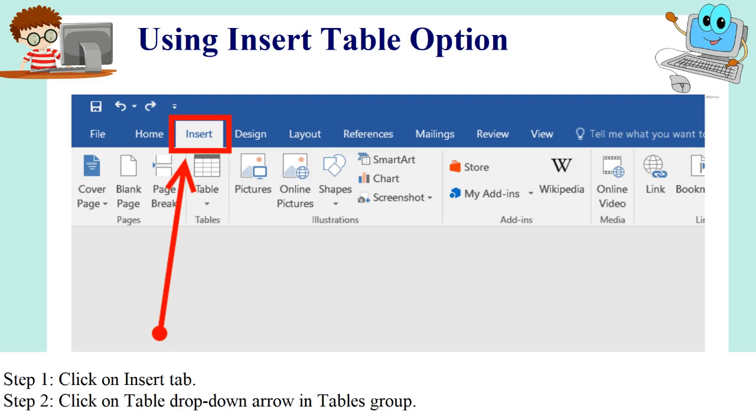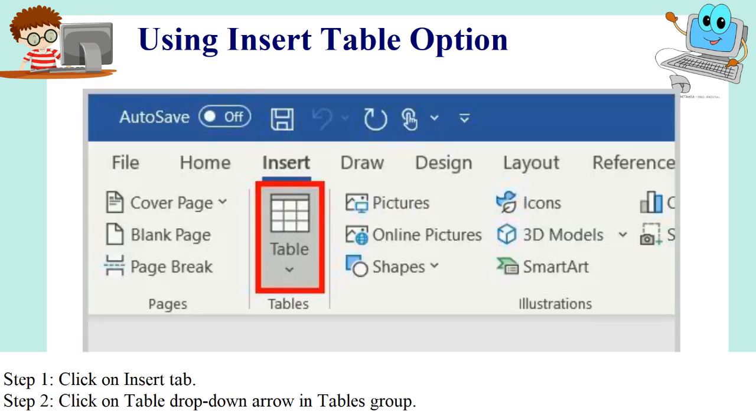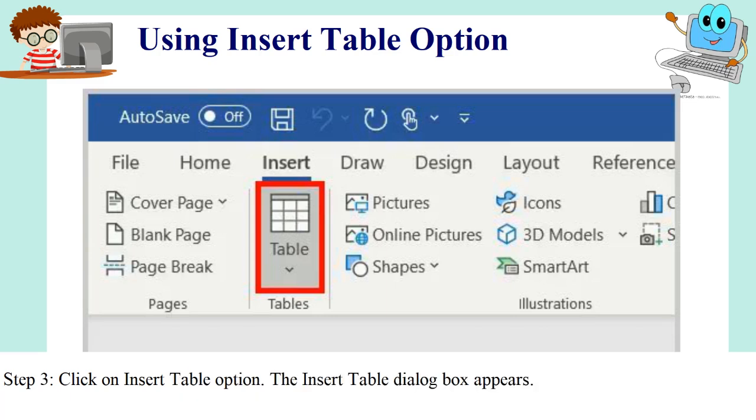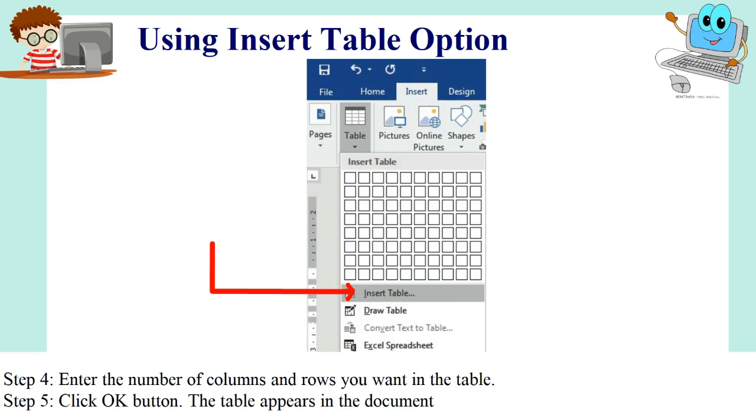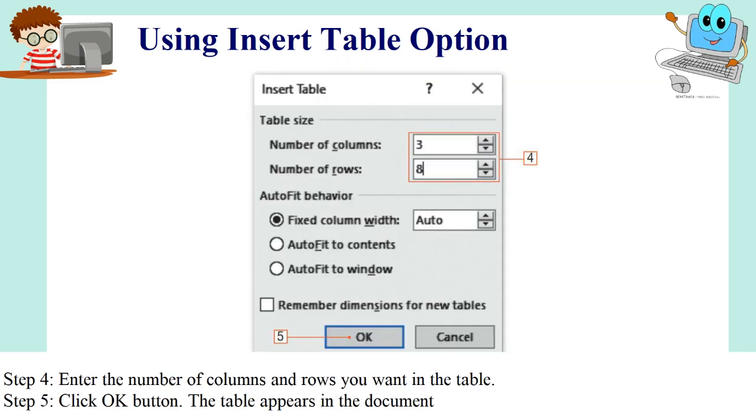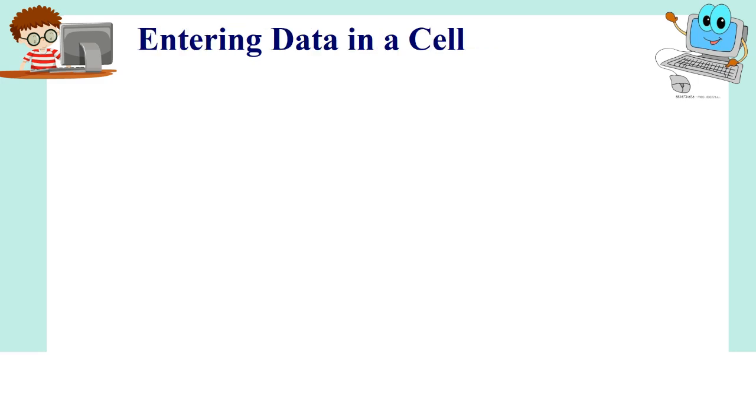Step 1. Click on Insert tab. Step 2. Click on Table drop-down arrow in Tables group. Step 3. Click on Insert Table option. The Insert Table dialog box appears. Step 4. Enter the number of columns and rows you want in the table. Step 5. Click OK button. The table appears in the document.